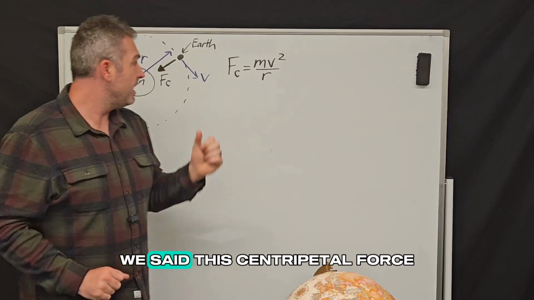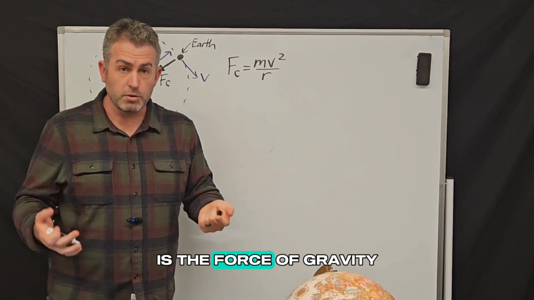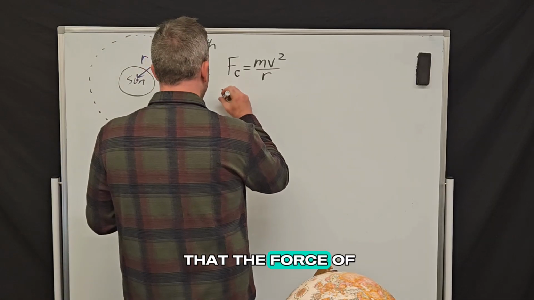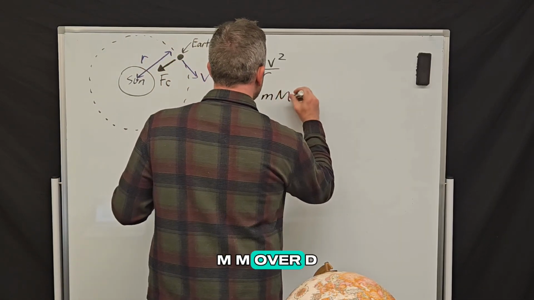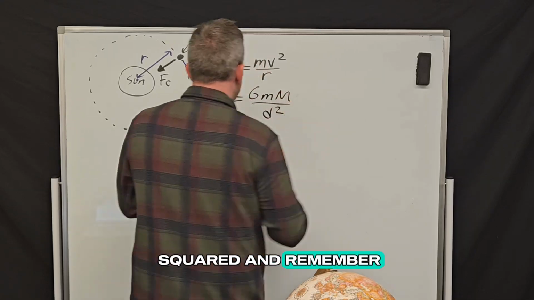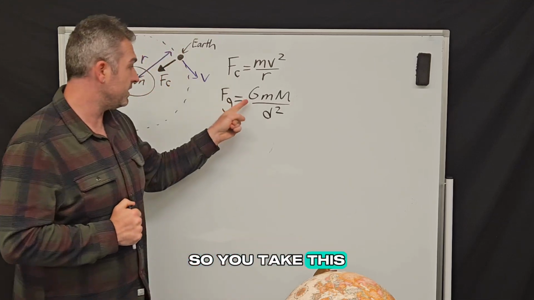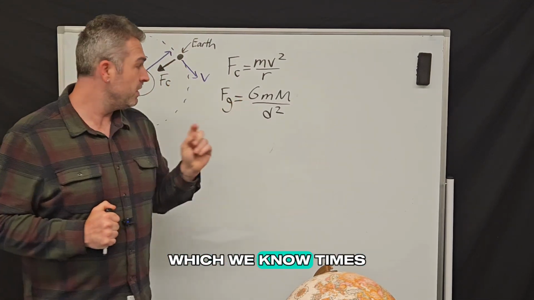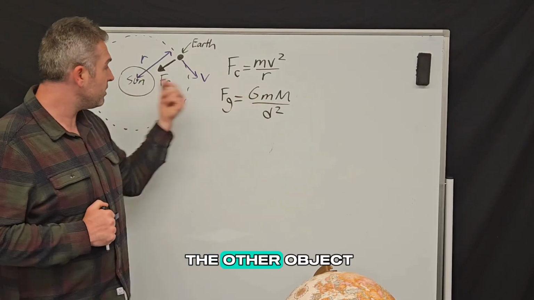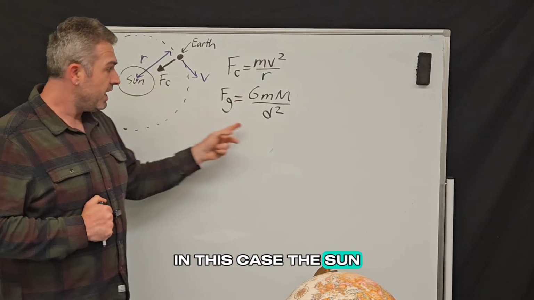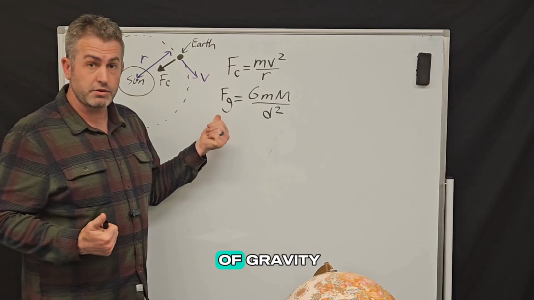Now remember, we said this centripetal force that's pulling everything in towards the sun is the force of gravity. So we can say that the force of gravity is equal to G m m over d squared. And remember, this is called the universal gravitational equation. So you take this constant, capital G, which we know, times the mass of one object, in this case the Earth, times the mass of the other object, in this case the sun, and multiply by the distance between them squared. That calculates the force of gravity.